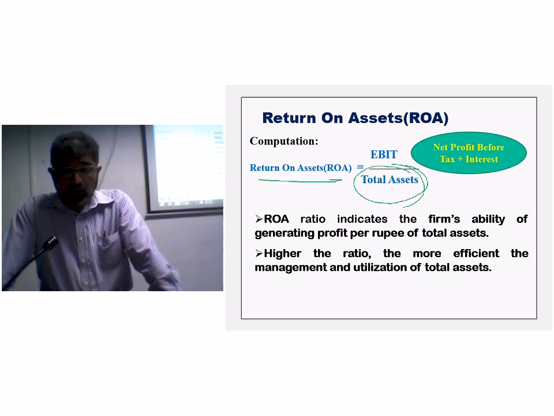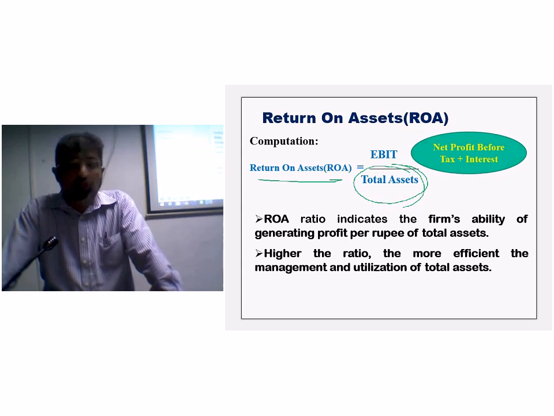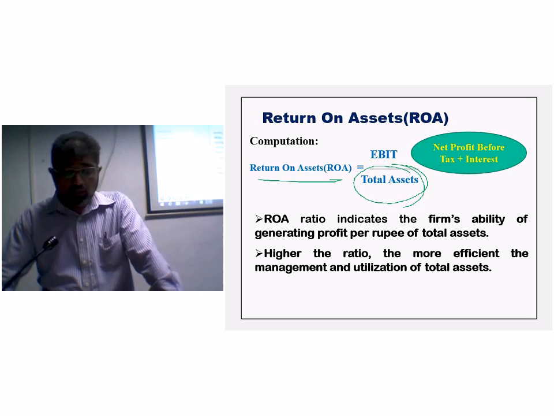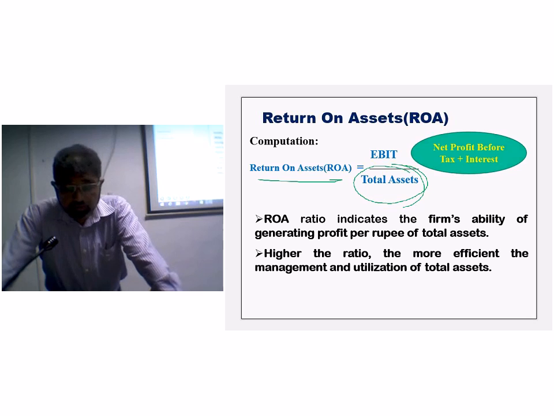Then return on equity is defined as net income divided by average stockholders' equity. Now you can see that again, you can see that classification. You can take equity shareholders or average equity shareholders, right? Then ROE reflects the return to stockholders or shareholders, which is different from the return for the entire company.